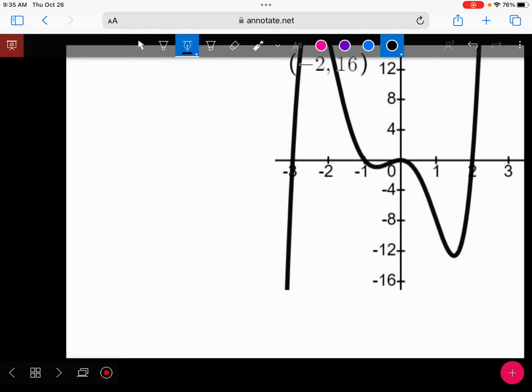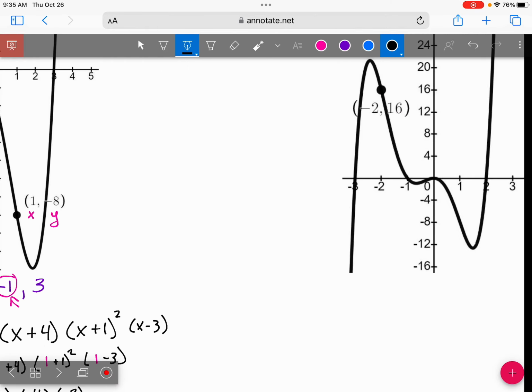We're going to do the same thing over here. We've got to find our roots, write our factored form, and then solve for a. So for this right graph, where are our roots? -3, -1, 0, and 2. Do any of them have a multiplicity of 2? The 0 has a multiplicity of 2.